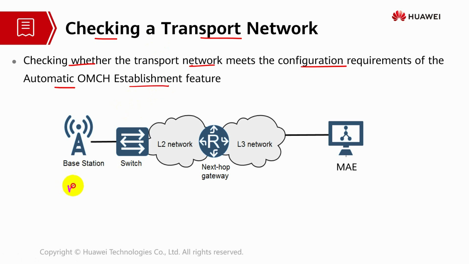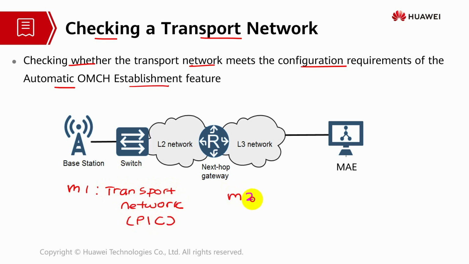Method one, contact the department in charge of the transport network to see whether the transport network meets the automatic requirement. You have to double check with the department itself that is in charge of the transport network. You have to contact the transport network person in charge to confirm the status.